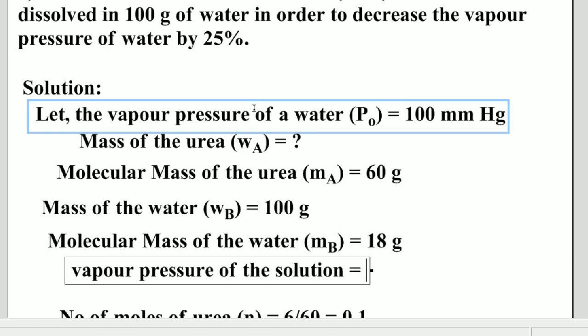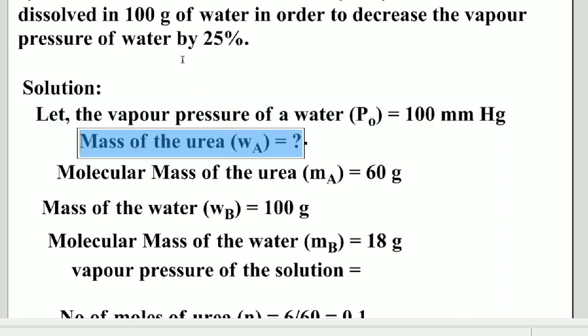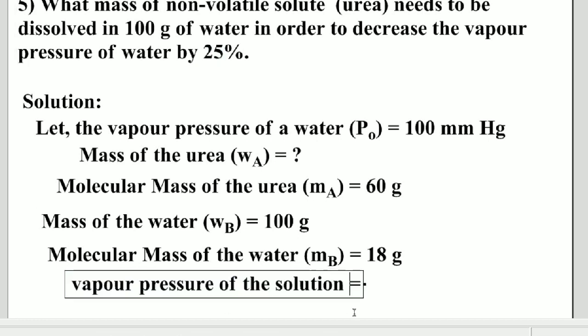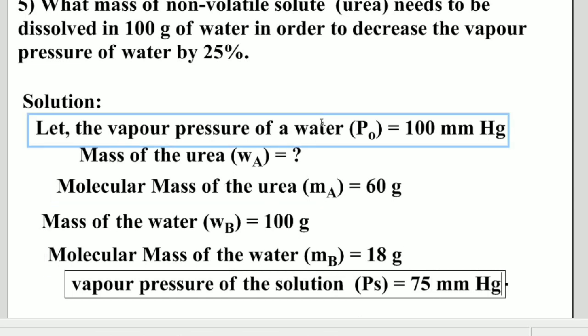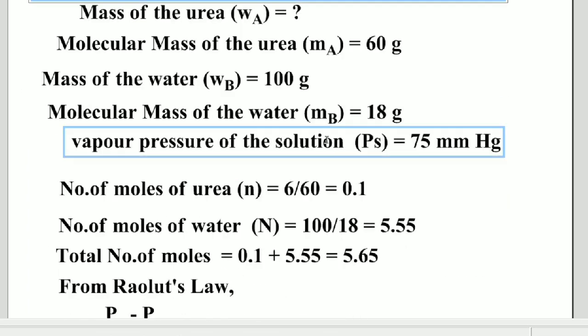Now the vapor pressure of solution. Students, if the vapor pressure of water is 100 mm of Hg, then when we dissolve the urea, its vapor pressure is decreased by 25%. That means the vapor pressure of the solution, that is nothing but Ps, is equal to 75 mm Hg.